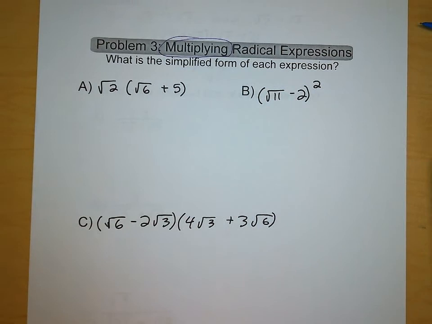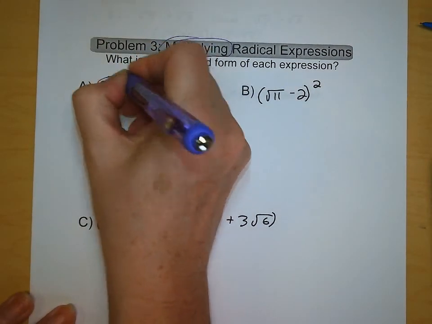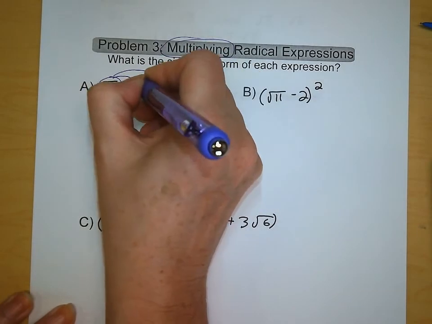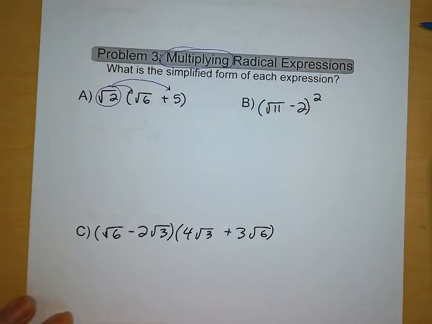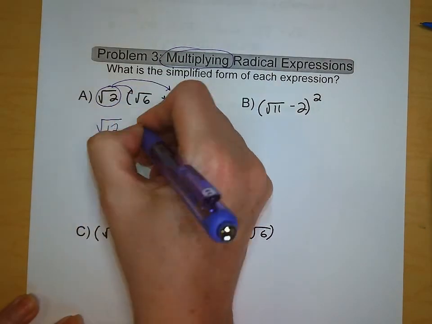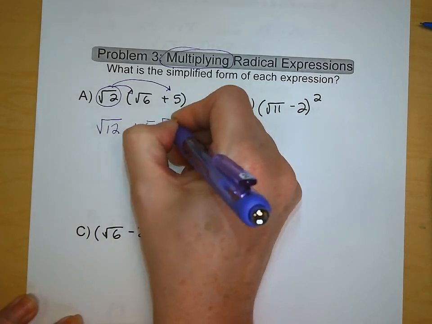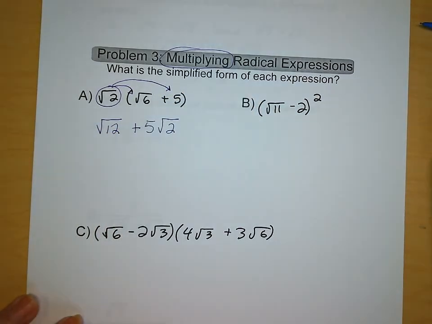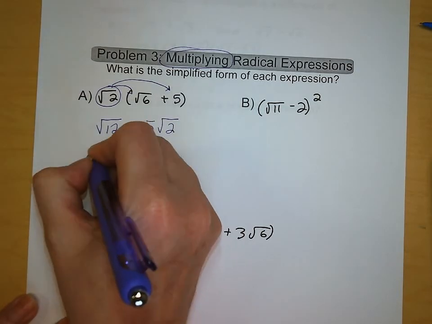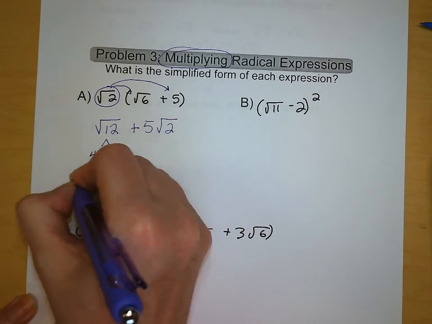All right, so we are multiplying the square root of 2 times the quantity square root of 6 plus 5. Does that look familiar? Hey, look, that looks like distributive property. Because it is. We're just using distributive property, and we're using our multiplication rules with radicals. So when we are multiplying, we just multiply the numbers underneath the radical sign. 2 times 6 is 12. So we've got the square root of 12 plus 5 times the square root of 2.